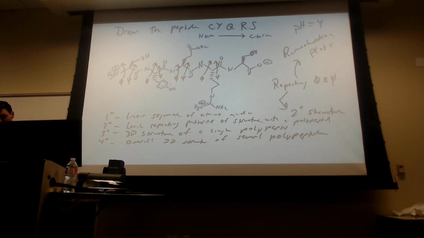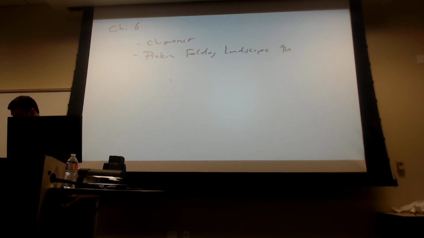All right, so we learned all about that. That's basically chapter 5-ish, and then chapter 6 is protein structure. And yes, we need things like chaperones and protein folding landscape theory. We love that. So how do we think of protein folding?